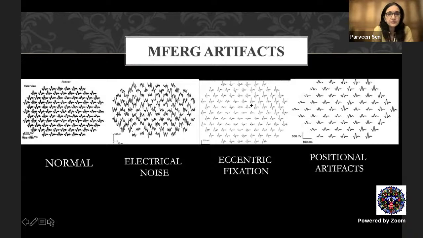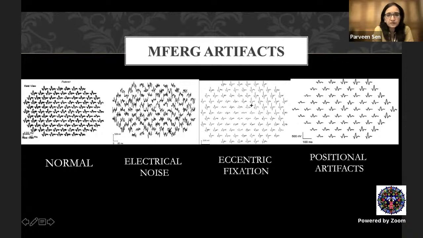The multifocal ERG is very prone to artifacts. So this is important to understand; I'll just spend an extra minute on this. This is something like a normal response that you get from a multifocal ERG. A novice may also think that these are good responses, but actually, if you look, these are not particular waveforms that you are getting.